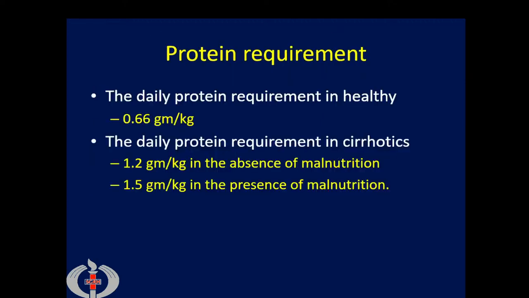The protein requirement also goes high. The daily protein requirement in a healthy individual would be around 0.6 or 0.7 gram per kg, but the daily protein requirement in a cirrhotic patient would be about 1.2 grams per kg in the absence of malnutrition, and 1.5 grams per kg in the presence of malnutrition, if it is assessed by various modalities.